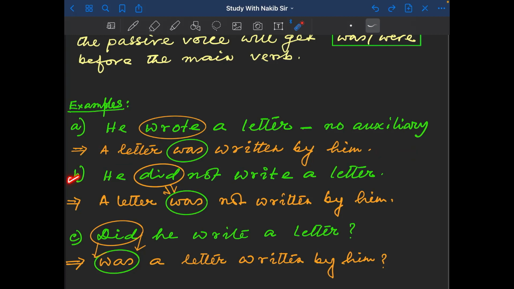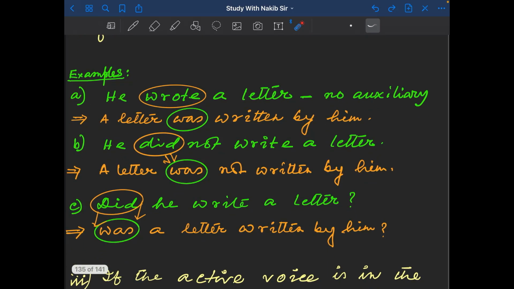Okay. Next example: he did not write a letter. Did means, in the passive voice past tense, was or were. Here it is was, as the letter is the third person singular number. So did became was. A letter was not written by him. For did you got was. And the next question: did he write a letter? Again, a letter, and did became was. Was a letter written by him?